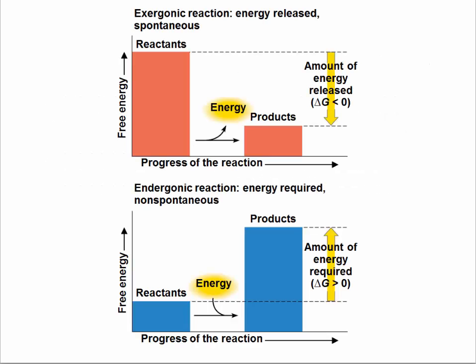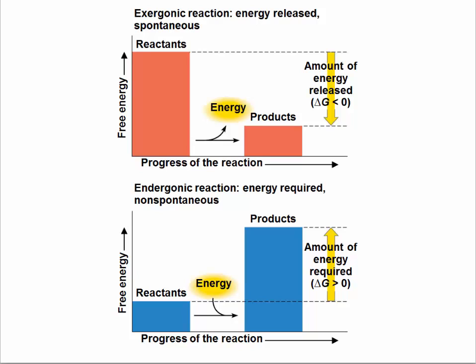But here we have a picture, a graph of an exergonic reaction. First on top, where energy is released, and this reaction is spontaneous. So you see a big pink orangish bar of free energy in the reactants, and the reaction starts to progress. Energy is released and you get products, and you see that a whole bunch of energy is released, so Gibbs free energy is less than 0, or it's negative. So that means it's exergonic and spontaneous.